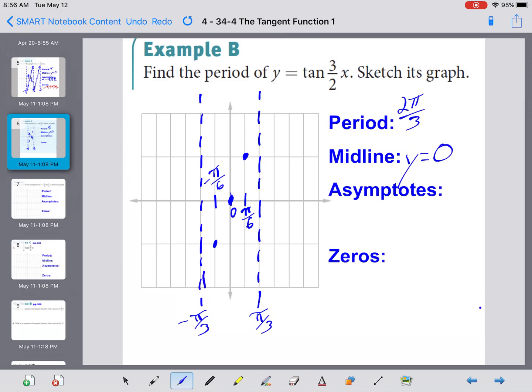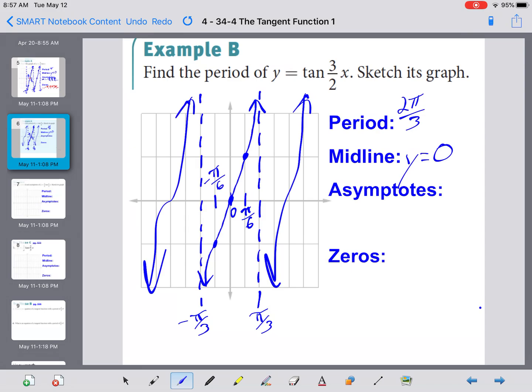Once you have it, you can sketch your tangent curve. Again, it comes close to your asymptotes, curves up, and then close to the asymptotes again. So we get that nice little curve. Again, this keeps repeating over and over that way. It goes to the left this way, right? We only need to see at least one period. You can always do more if you want.